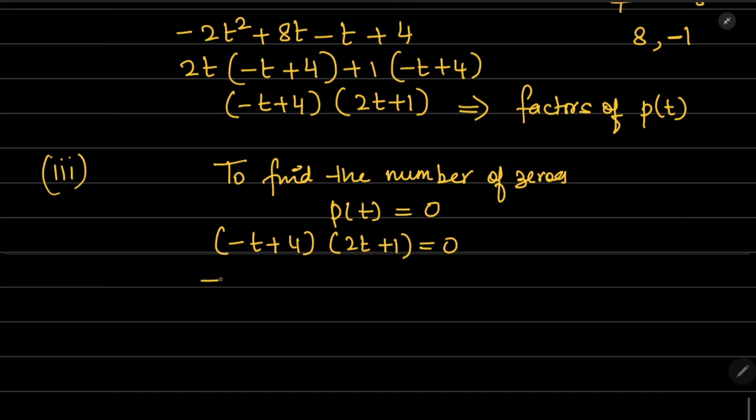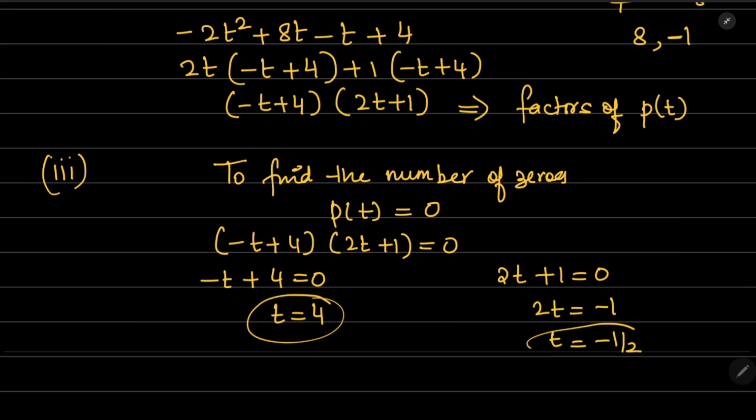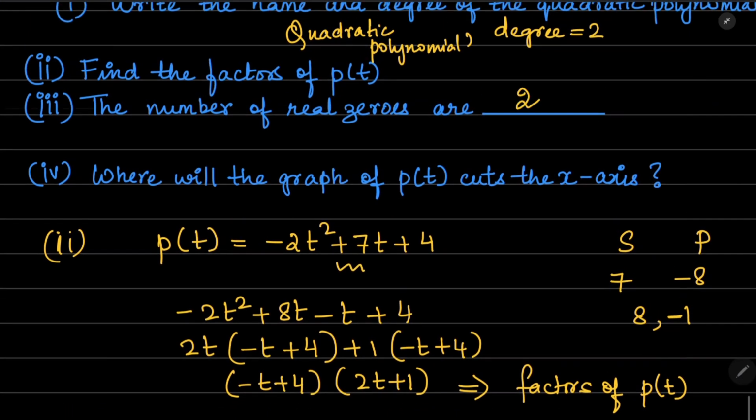So what do you get as the value of t? Either minus t plus 4 equal to 0, which means t is equal to 4. This is one zero. Or 2t plus 1 equal to 0, which means 2t equal to minus 1 or t equal to minus 1 by 2. So how many zeros have you got? 2 zeros, right? This is one zero and this is the other zero. These are the zeros of the given polynomial. So the number of real zeros are 2.